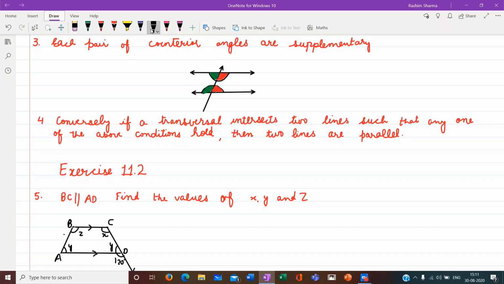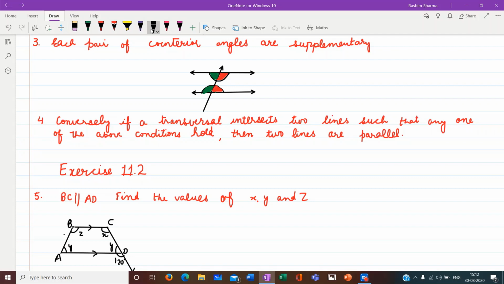Actually, this is vice versa. When we say that lines are parallel, we can prove alternate angles equal, we can prove corresponding angles equal or co-interior angles supplementary. But if we are given any one of these conditions, we can say that lines are parallel. Alright, so let us continue with exercise 11.2 now.